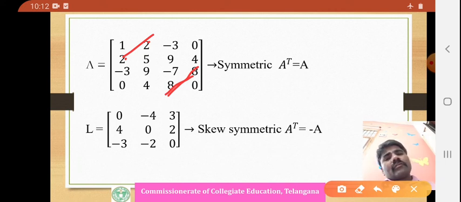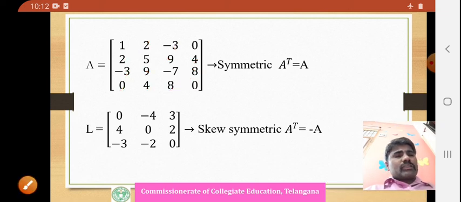And A13 is minus 3, A31 is also minus 3. And A14 is 1, A41 is 1. A23 is 9, A32 is also 9. A24 is 4, A42 is 4. The elements in the places A12, A21 are the same, A13, A31 are the same, all are the same, or A transpose equals A. That's why this is a symmetric matrix.